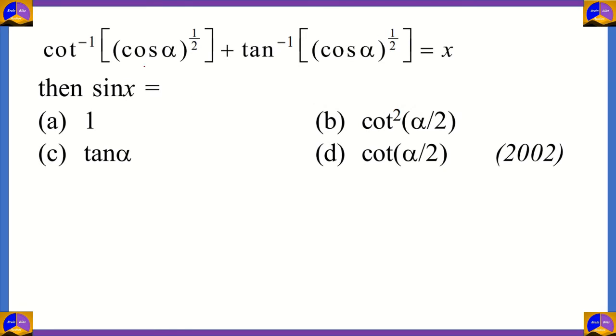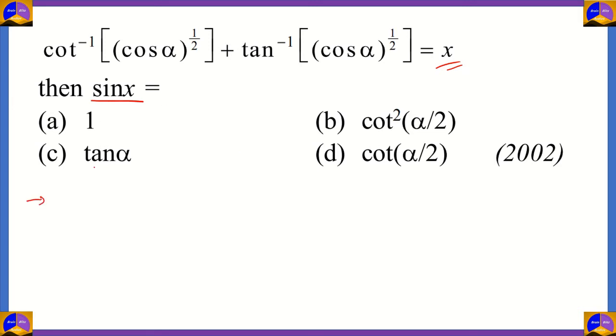Cot inverse of cos alpha raised to half plus tan inverse of cos alpha raised to half equals x. Then you need to find the value of sine x. Is it 1? Is it cot square alpha by 2? Is it tan alpha? Is it cot alpha by 2? Now, this question might look complicated, but it's actually quite simple. And how is it simple?